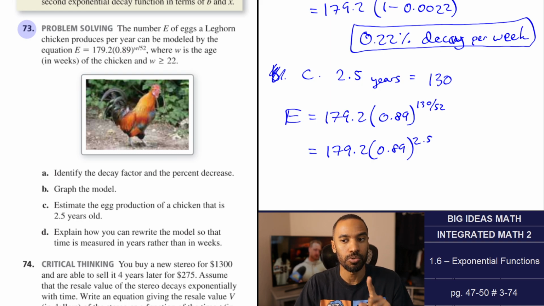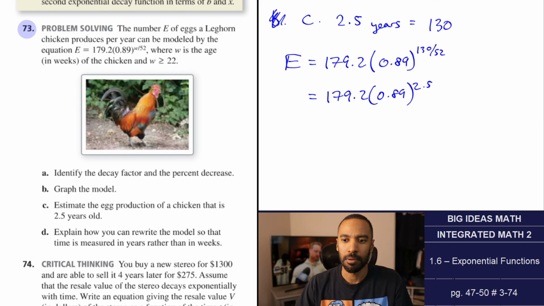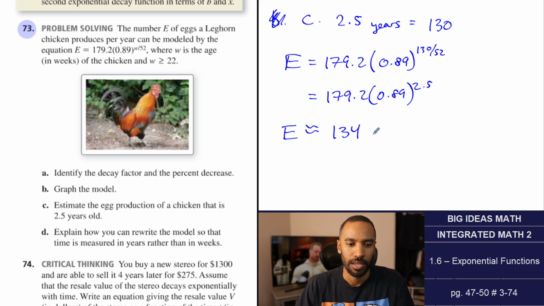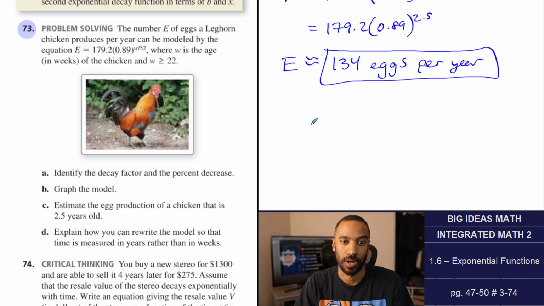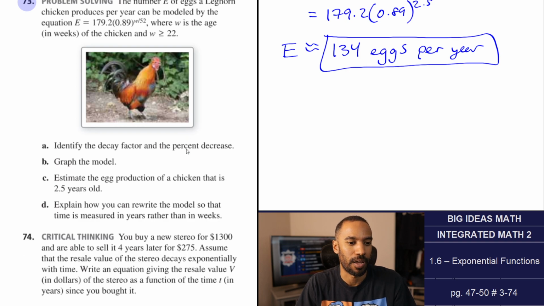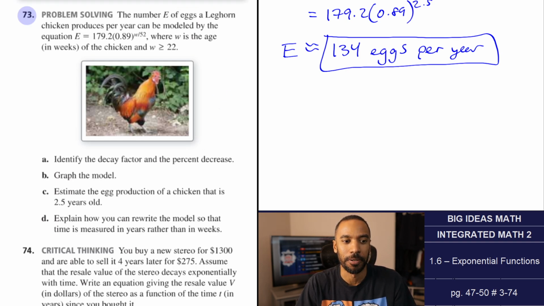Unless you use the week model that I got on that part A thing, and I don't want to because I rounded early with it. So my number that I'm getting, by the way, it's about 133.9, so I'll say 134 eggs per year at 2.5 years old. So that's the production rate that it's doing. That's a lot of eggs, man. I'm glad as an egg eater.